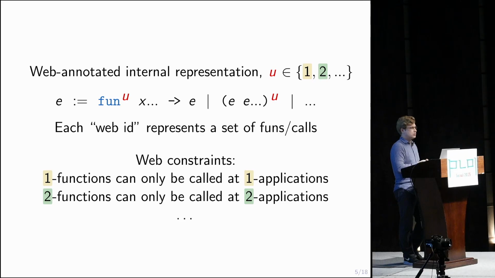And these annotations are subject to the constraint that at runtime, if you're at a u annotated call, it has to be invoking a u annotated function. And that's the crucial piece. I call these the web constraints. That's the crucial piece of soundness information you need.